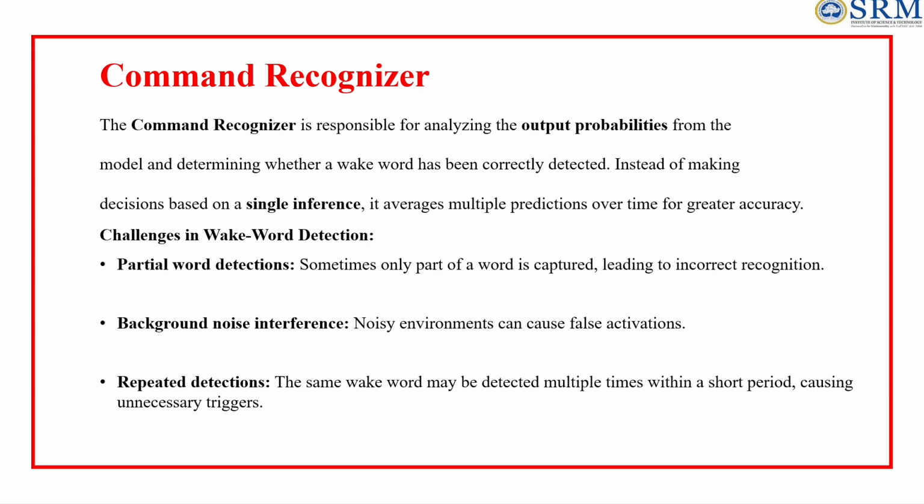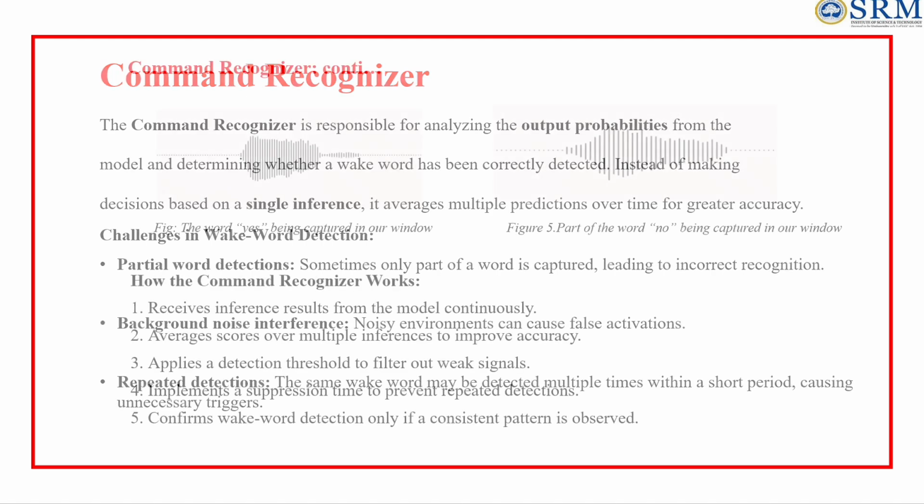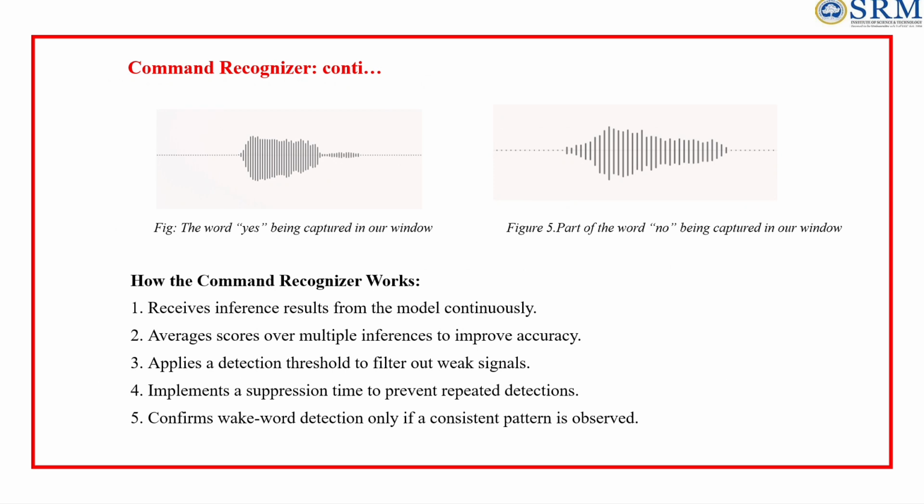The command recognizer works by taking the continuous stream of inference results from the model and analyzing them over time. Instead of acting on a single prediction, it averages the scores across multiple inferences, which makes detection more stable and accurate. It then applies a detection threshold to ignore weak or uncertain signals to avoid repeated triggers.